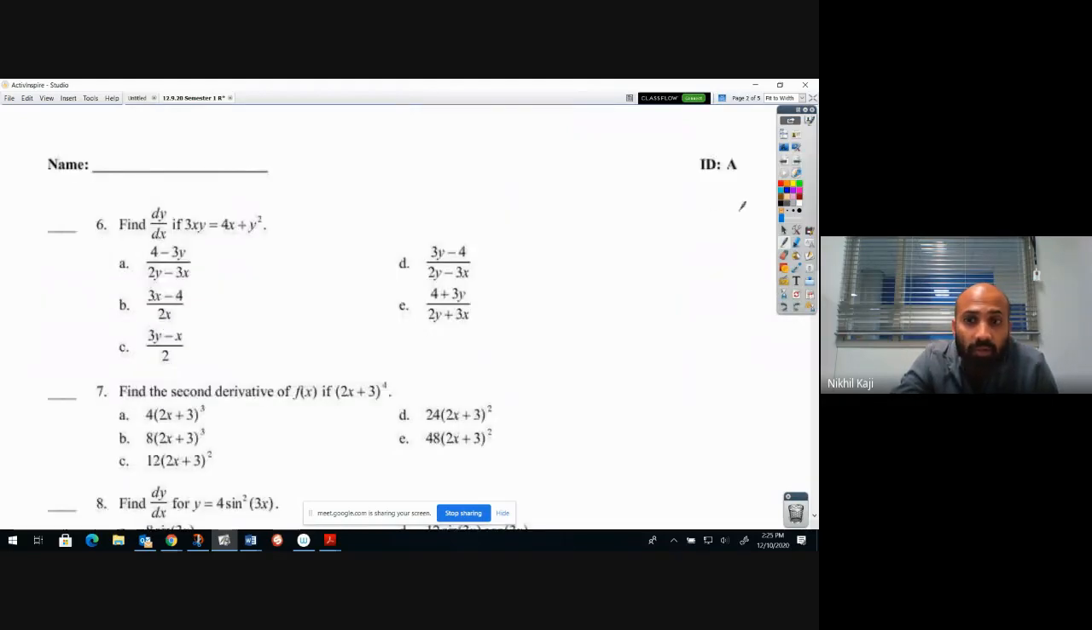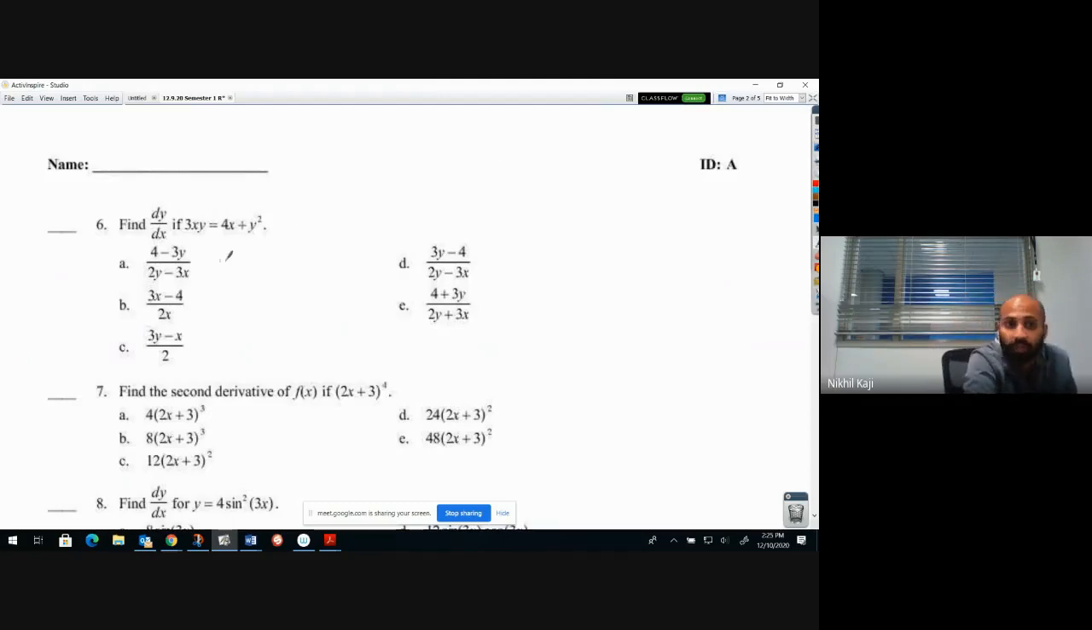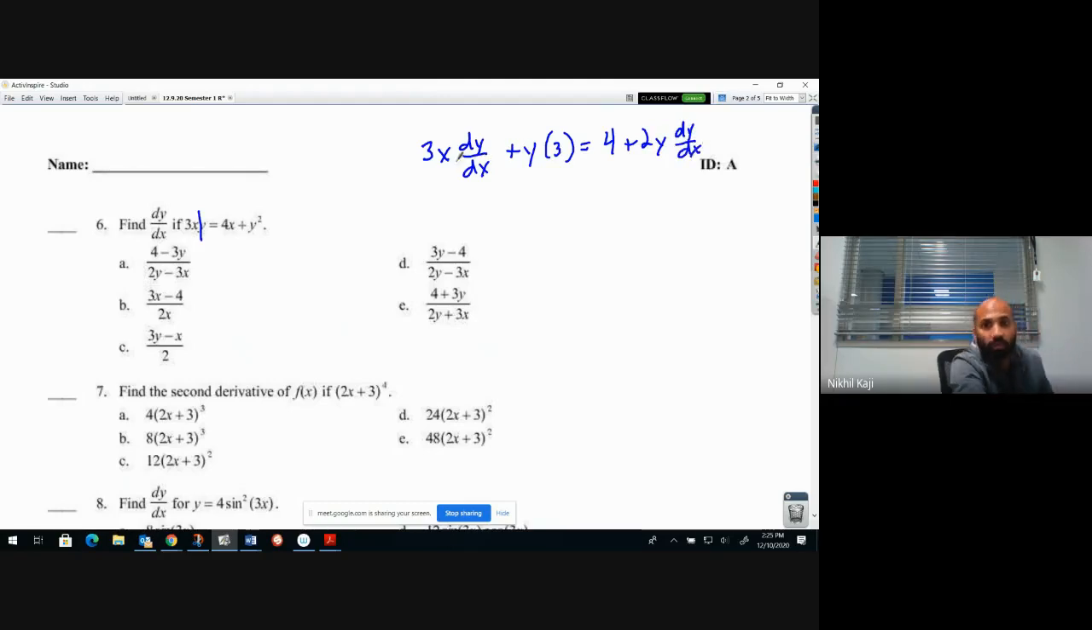All right, so let's go on to number 6. Here we have an implicit problem. That just means we have x and y at the same place. So here, to take the derivative, we got to do product rule. So f g prime plus g f prime equals 4 plus 2y dy dx. Remember, anytime we take the derivatives of y's, that's why we have to put dy over dx.